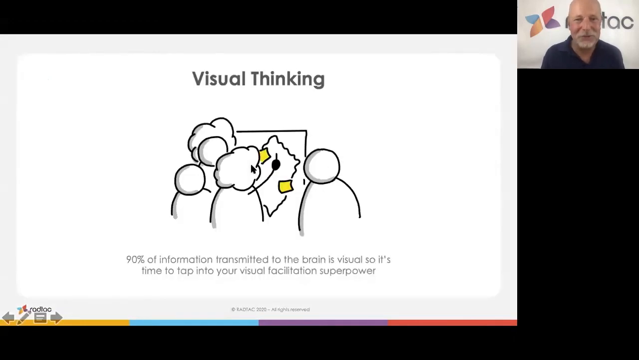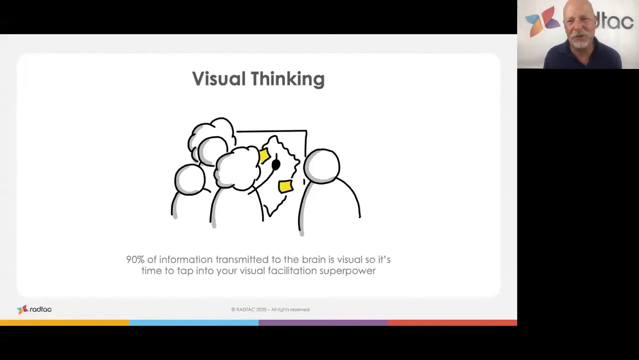Visual thinking. I'm just going to have a look at a few ideas here, which track back actually to earlier webinars. Visual thinking. Yeah, whenever we run workshops, or whenever we communicate, or whenever we're trying to evolve an idea, my experience is the more visual we can make something, the better. So there's a quote here: 90% of information transmitted to the brain is visual. So it's time to tap into that. Time to tap into that superpower. Yeah. So we need to. Amazing Scrum Masters always think about getting things visualized.